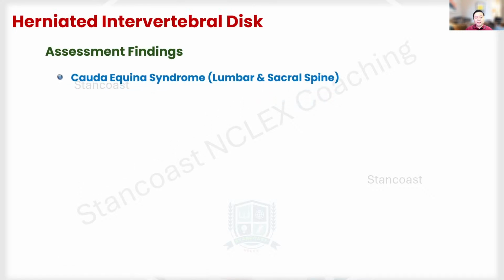Now, take note also regarding the assessment finding. Here we have the Cauda equina syndrome, which is much more of an emergency. Take note, guys, that the Cauda equina is basically a bundle of nerves in the spinal cord and also the nerve roots, and they are actually originating in the lower end of the spinal cord, the conus medullaris. And they're also going to extend down to the lumbar and the sacral regions of the spine. And this actually resembles a horse tail.